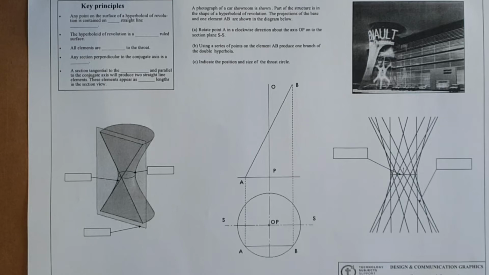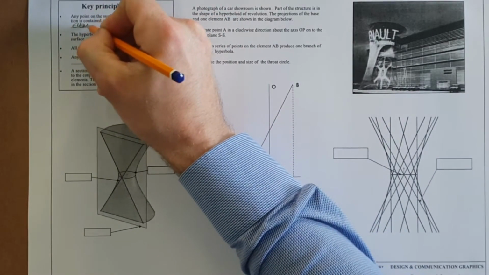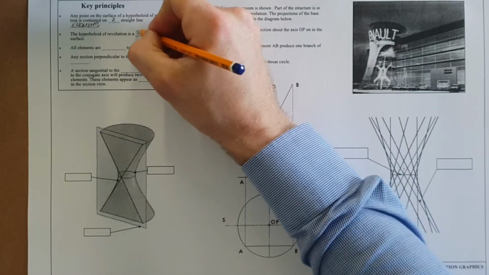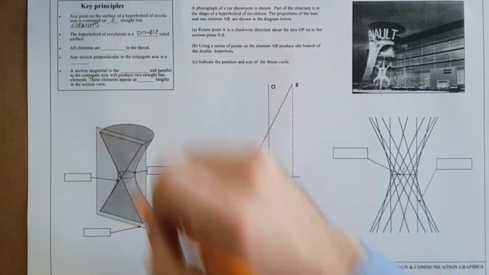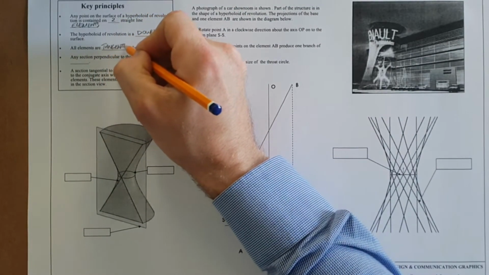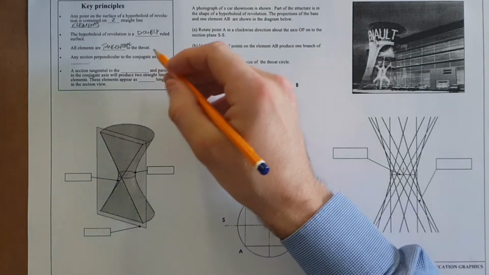Now here on sheet 4 we're looking at our next method. So a couple of the key principles: any point in the surface of a hyperboloid of revolution is contained on two straight line elements. The hyperboloid of revolution is a doubly ruled surface. All elements are tangential to the throat. Any section perpendicular to the conjugate axis is a circle.